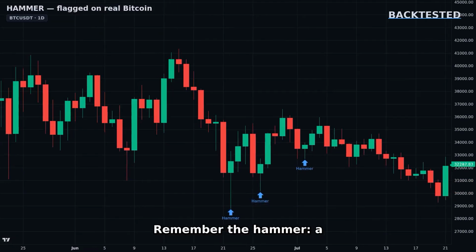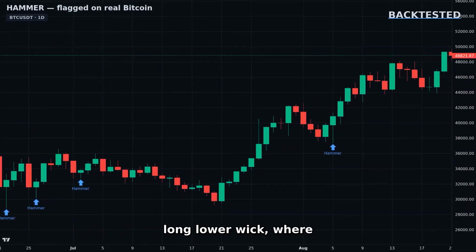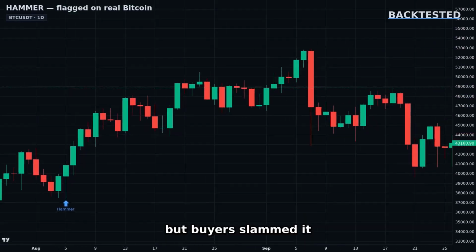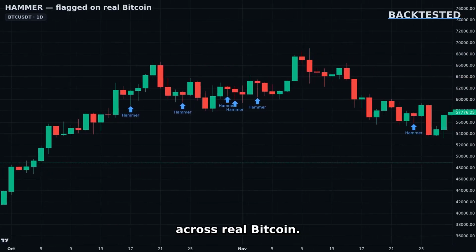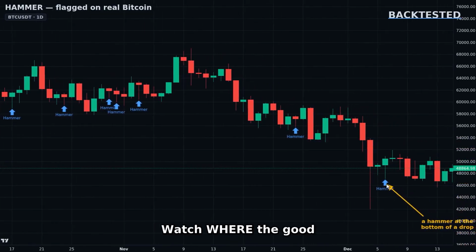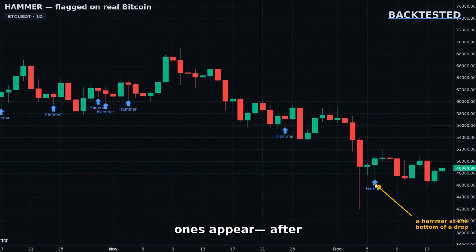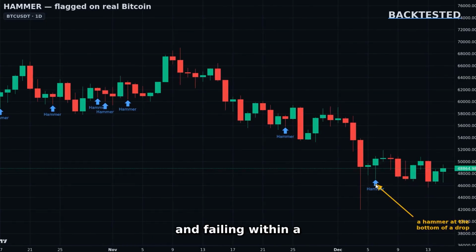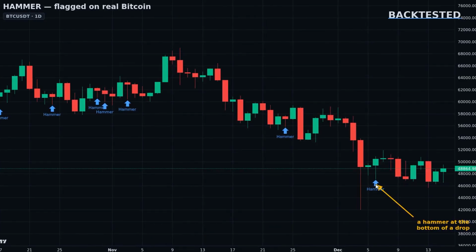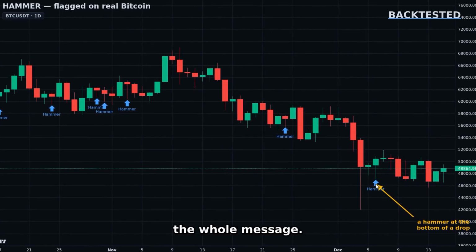Remember the hammer, a small body with a long lower wick where sellers pushed price down but buyers slammed it back up. Here it is flagged across real Bitcoin. Watch where the good ones appear, after a drop, at the bottom of a move, where that long lower wick literally shows sellers trying to push lower and failing within a single period. That failed push is the whole message.